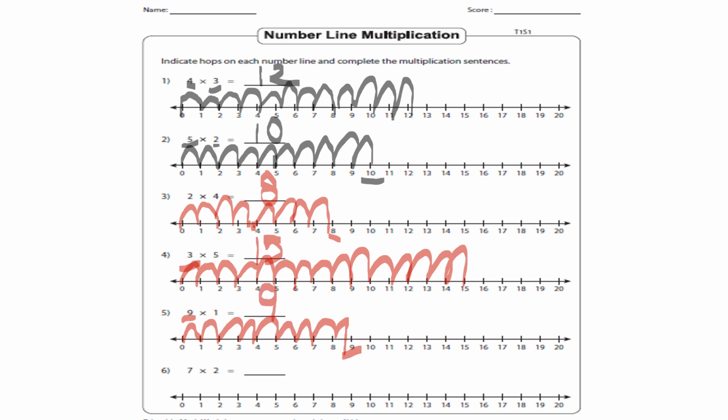Last but not the least is 7 twos are? 7 twos are 14. Yes. Now how is it going to make? Always start from 0. And 7 steps, how many times?